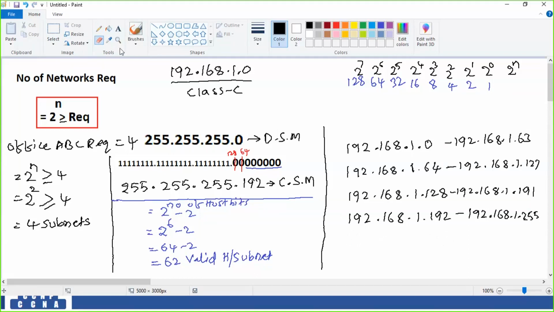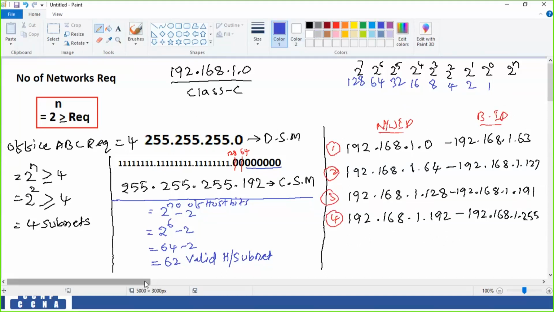Then we have 4 subnets: the first subnet range, second subnet range, third subnet range, and fourth subnet range. These are all network IDs, and these are all broadcast IDs.